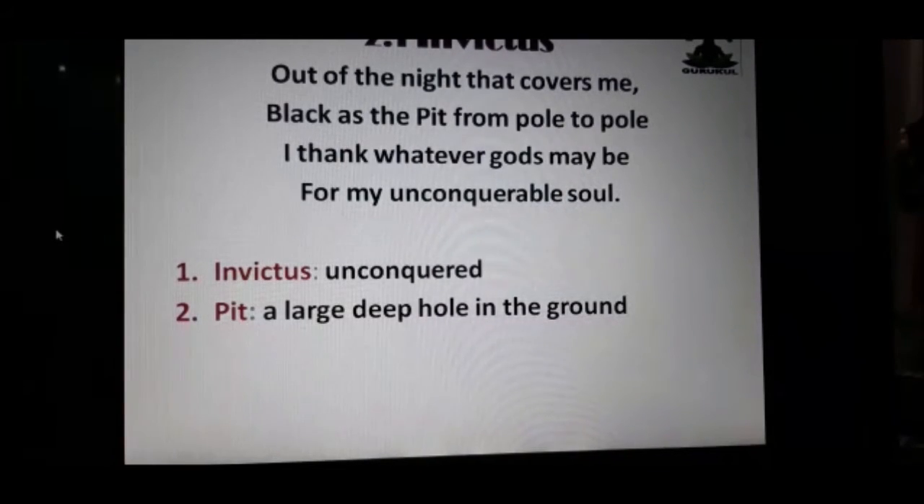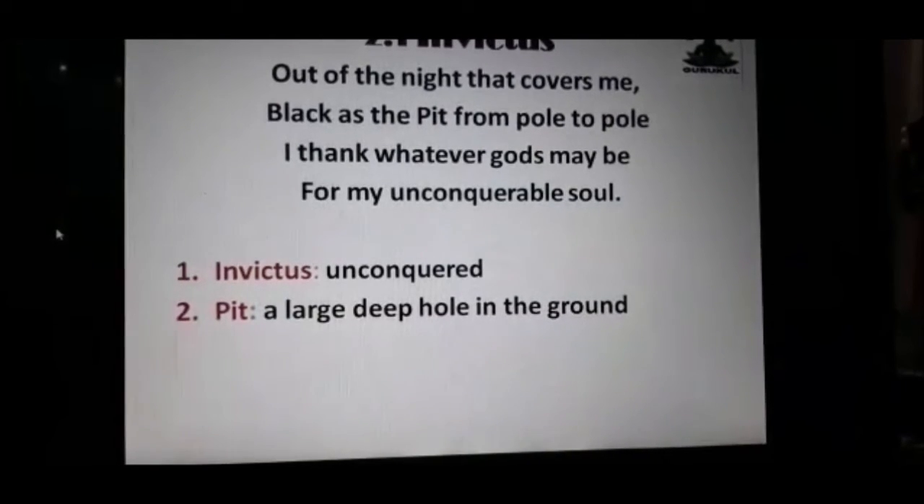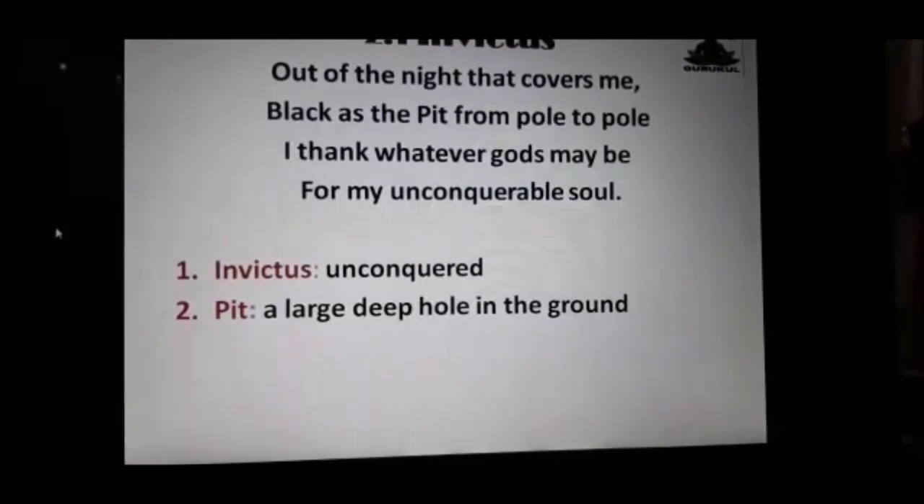Now through these lines, the poet tries to tell us that the night actually represents any quandary in which the speaker finds himself. Quandary means a difficult situation, children. Okay, out of the night. Here night represents the difficult situation which the poet is in.